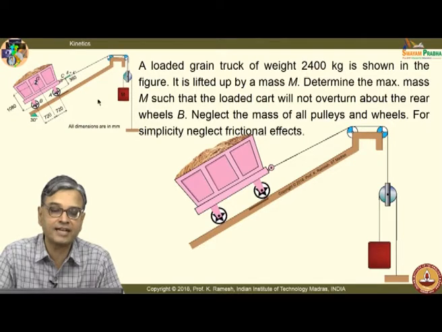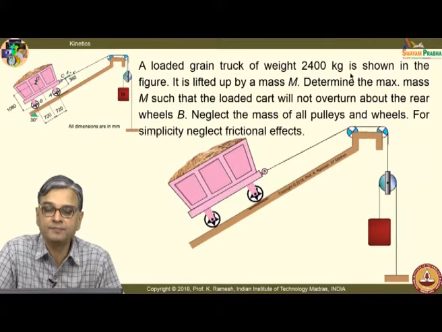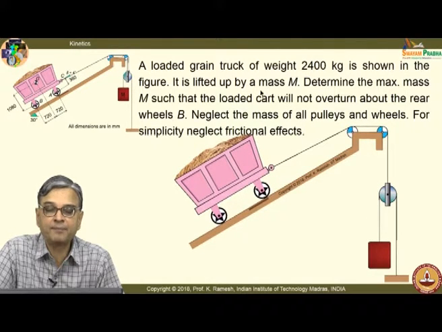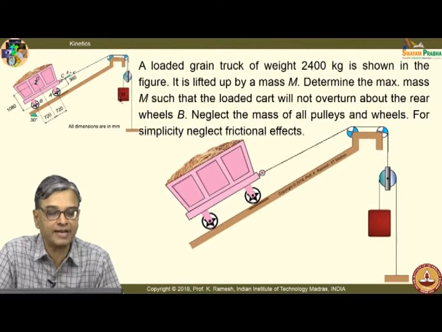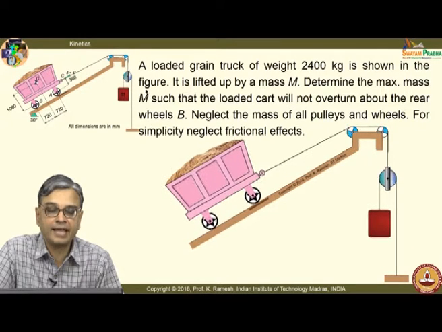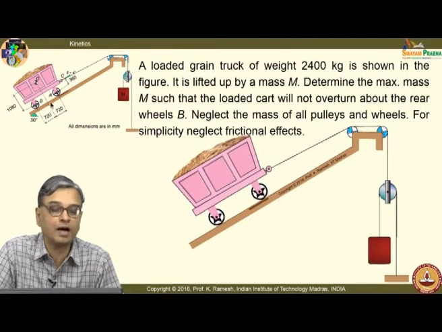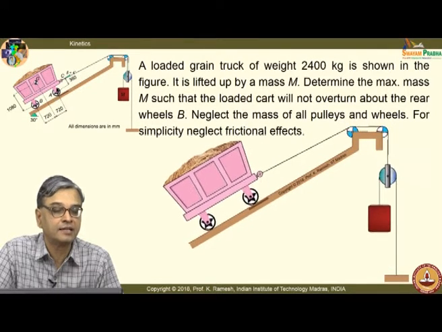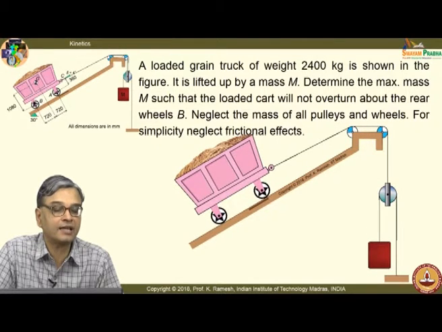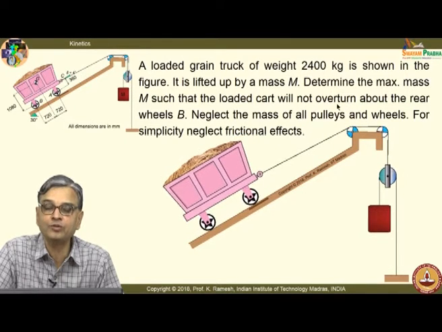So, what it says is, I have a loaded grain truck of weight 2400 kilogram. It is lifted up by a mass m, which is an animation here. The label is not there, but you have the label put in this sketch, and you are asked to determine the maximum mass m such that the loaded cart will not overturn about the rear wheels. Here the labeling is done. The front wheels are put as A and rear wheels are put as B. So, you have to interpret this statement appropriately to solve the problem.